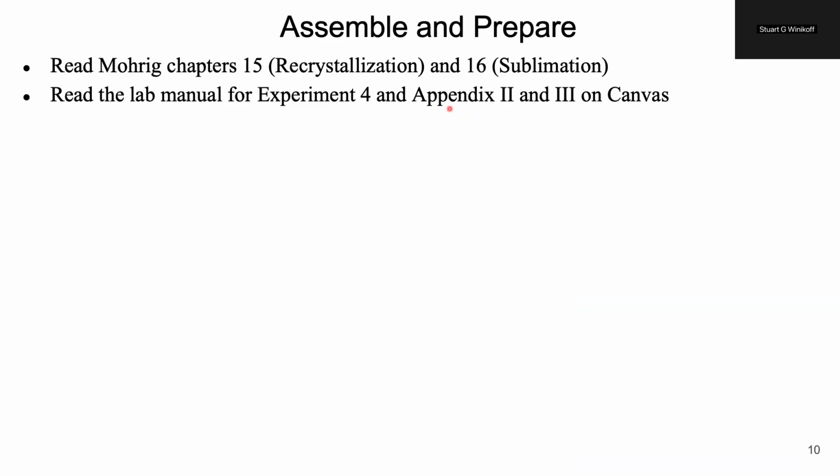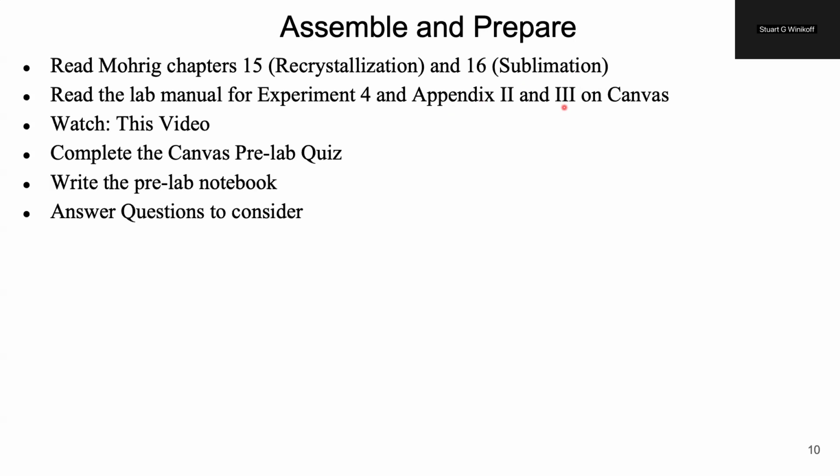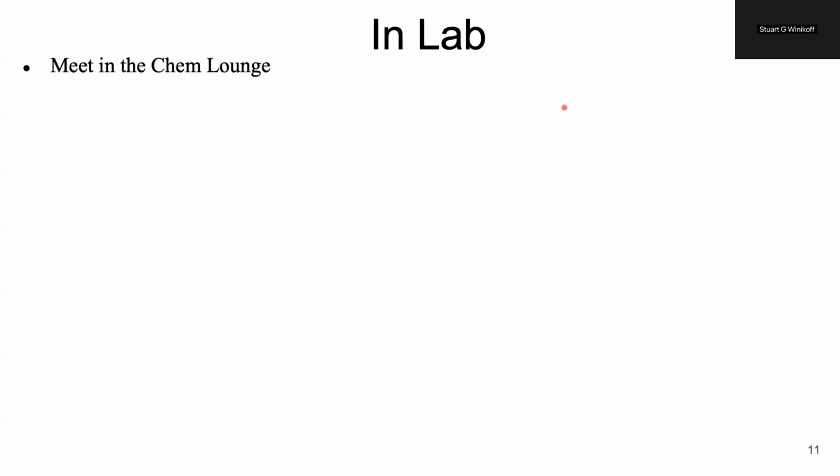Specifically, we have to calculate percent yield and percent recovery. Appendix 3 also gives some very good suggestions on what heat settings to use for your melting points. Also watch this video. And don't forget to complete the Canvas pre-lab quiz before lab, write your pre-lab notebook, and answer any questions to consider. Also, don't forget that the caffeine separation scheme worksheet is due in class at the very beginning.